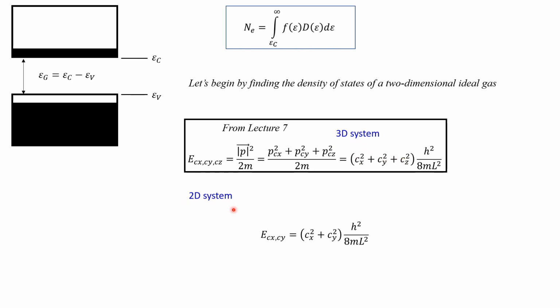If we had considered a two-dimensional box, each orbital would be indexed by 2 natural numbers, and that would be the expression for the energy. So we're going to consider first a two-dimensional system.